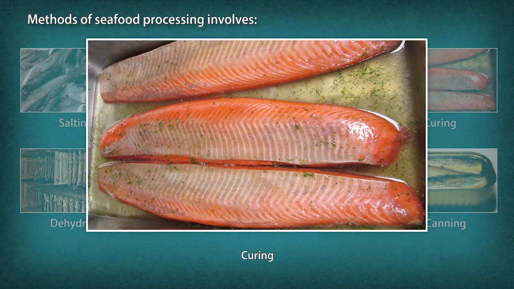Curing. This method uses chemical preservatives, including vinegar and salt, smoke, and other factors to reduce the moisture or water content of the fish. Cured fish or fishery products possess flavor and texture completely different from those of the fresh fish.